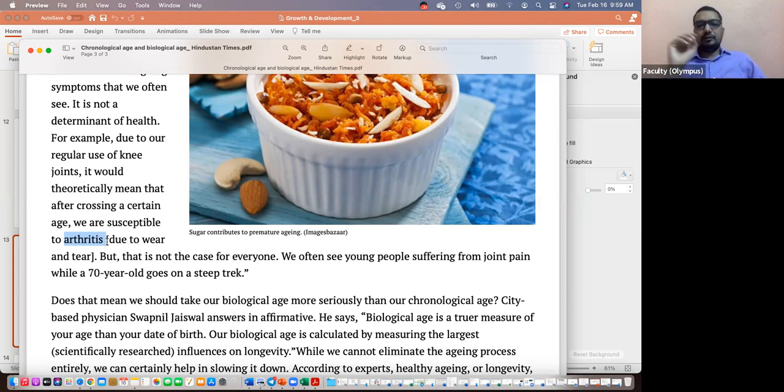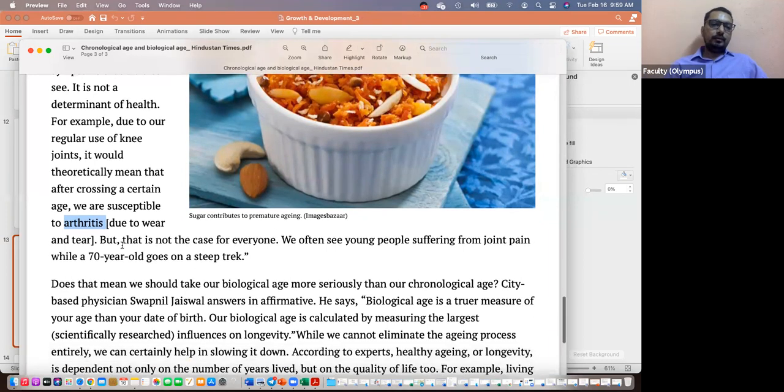Because of the wear and tear, you start experiencing pain in the joints. But this may not be true for everyone. Some people may experience a problem in their 40s, some only in their 70s. Do you see the individual difference? The difference is coming from the biological age concept.